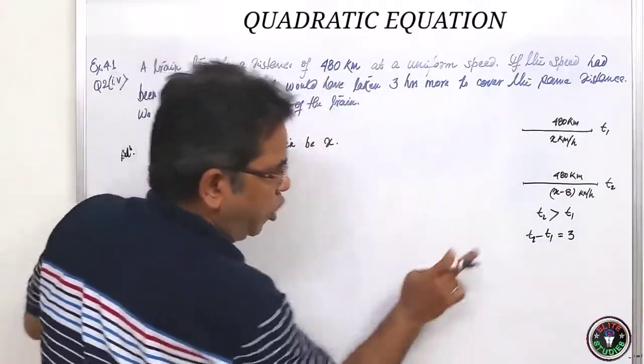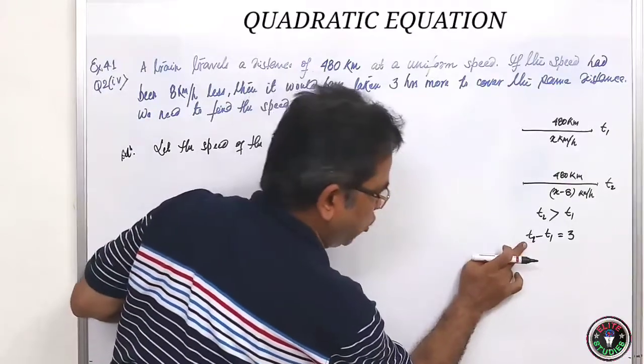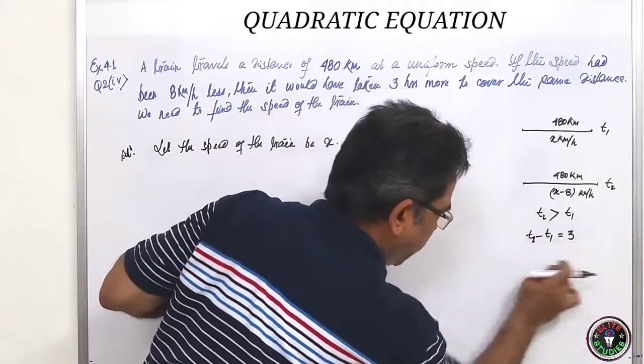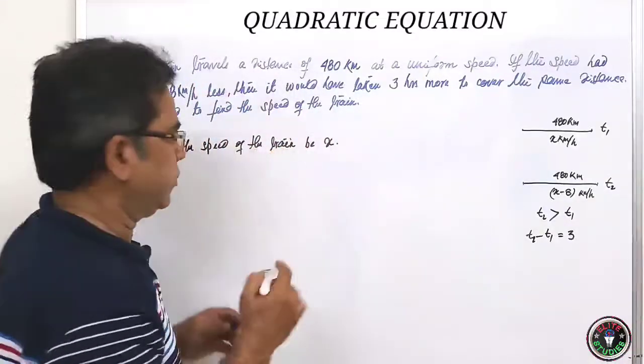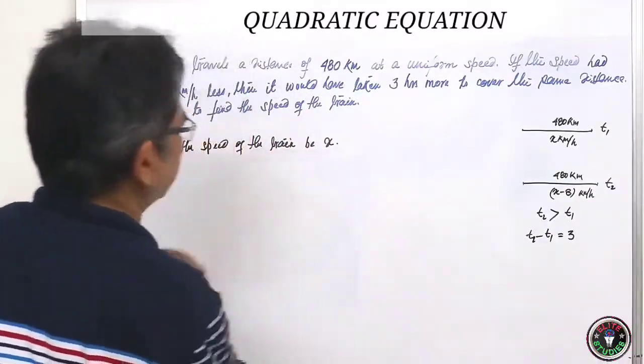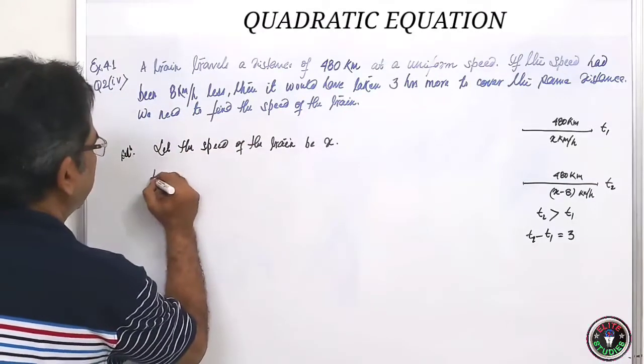So what we have to do? We have to find out what is t2 and what is t1. Then we will put them in this equation. So this is the groundwork we have to do before attempting the question. Now let the speed of the train be x.